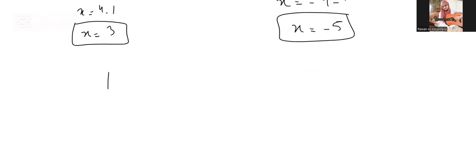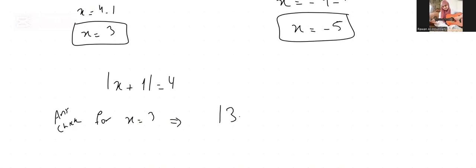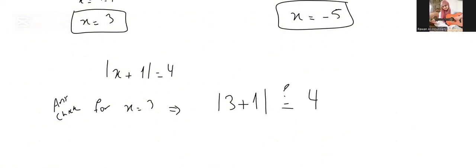First of all, the original equation was absolute value of x plus 1 equal to 4. Let's see for x equal to 3 whether x equal to 3 is accepted or rejected. So this is our answer check. Okay. So now let's substitute 3 in place of x. So I get absolute value of 3 plus 1. We have to check if it's equal to 4.